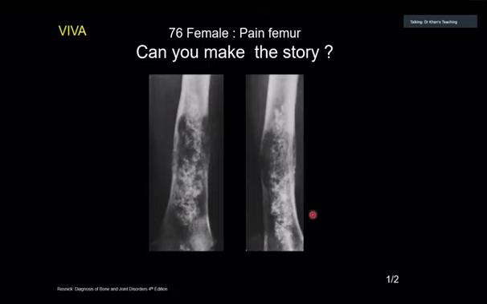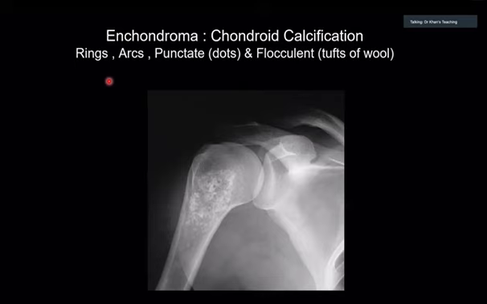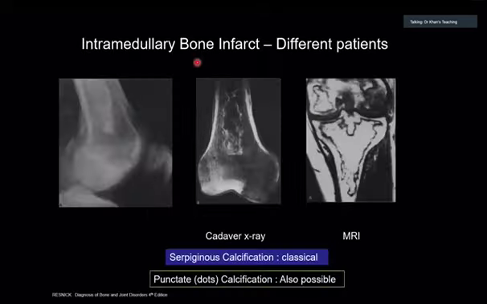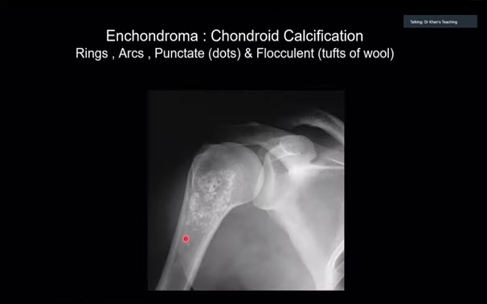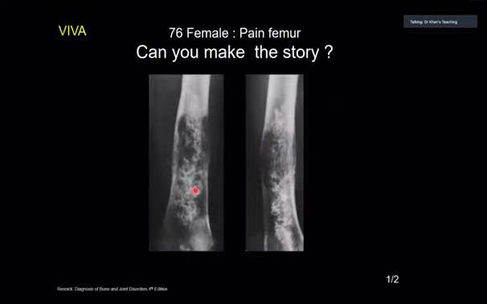Now, the point is to look at the pattern of calcification. Look at these words which I had: rings, arcs, punctate. Please remember the word punctate was also here in what we call the infarct. But this is the pattern of what we call serpiginous calcification. Rings, arcs, punctate, and flocculent tufts of holes. So this is rings and arcs.